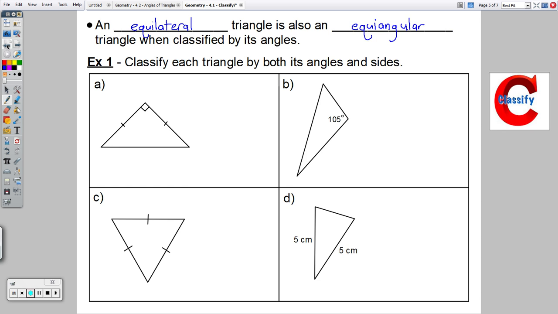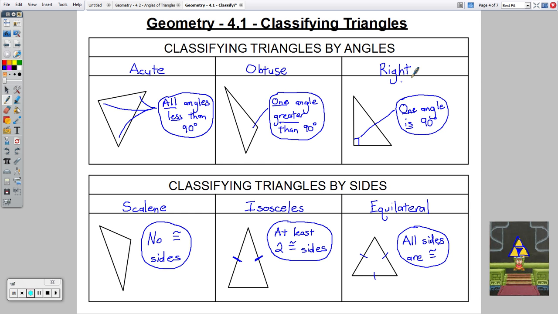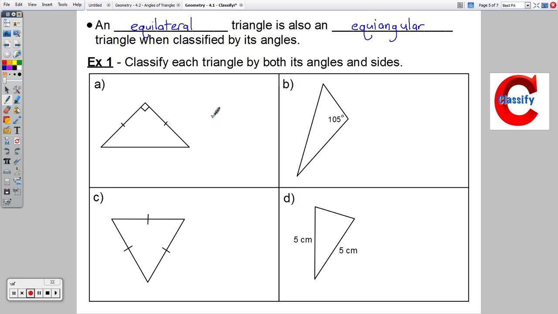So this one, let's think about the angles first. I notice there's a right angle in this picture. So this would be right in terms of the angles. And then by the sides, I see markings here and here, meaning that this is isosceles. I don't know if it's equilateral. I don't have that information. And actually, I could prove that it's not, because you can't have an equiangular triangle if you have a right triangle. So we could say right isosceles definitely would not be equilateral in this case. So right isosceles, that's a final answer. Let me box that in.